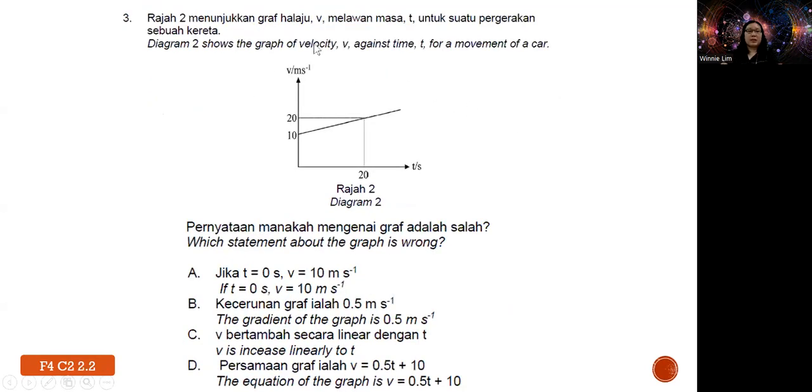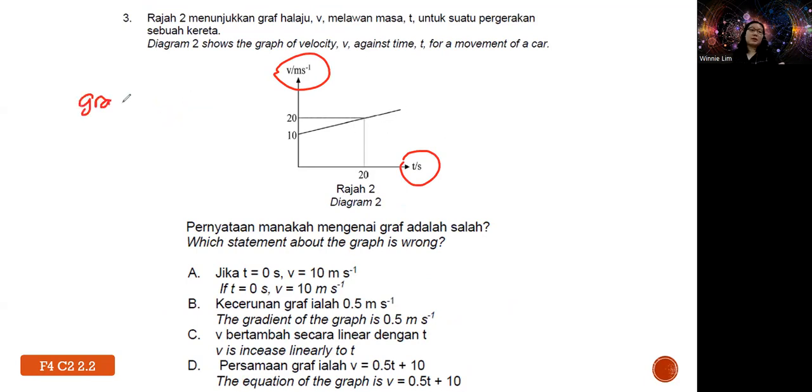Okay, question 3 is from Form 4, Chapter 2, motion graphs. Diagram 2 shows the graph of velocity against time for the movement of a car. So this is a velocity-time graph. As you all know, every time you solve a problem involving a graph, first you need to identify: is this a velocity-time graph or a displacement-time graph? And then next, you should link it with gradient, right?